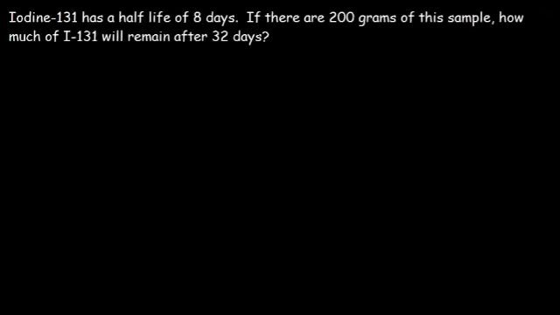Now you need to know what the meaning of a half-life is. Half-life represents the time it takes for a substance to decay. So in this case, the half-life is 8 days. So in 8 days, half of the sample will have transformed into something else. The other half will remain iodine-131. So we have 200 grams of iodine-131. After 8 days, half of it will remain. So after 8 days, we're going to have 100 grams of iodine-131 left over.